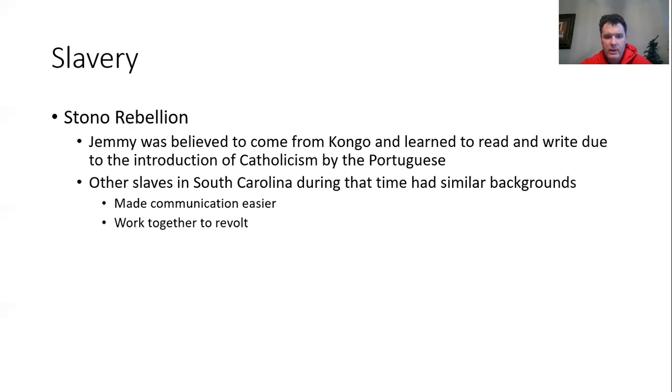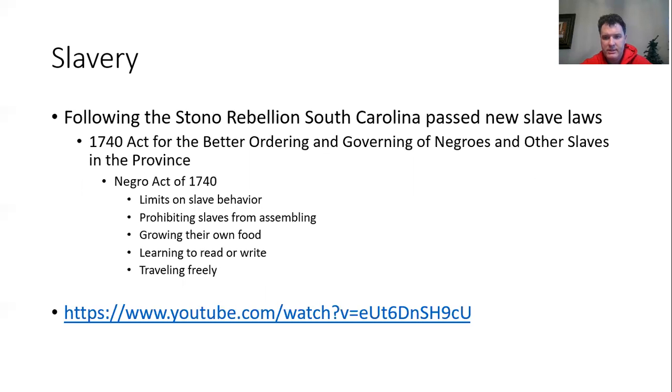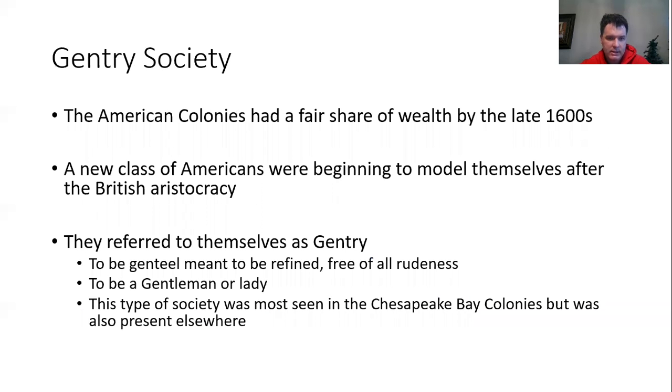But because of the Stono rebellion, you start to see new slave laws get passed in places like Carolina and the rest of the world, in which you place limits on slave behavior. You limit the number of enslaved people that can be together. You prevent them from growing their own food for their own use. You prevent slaves from learning to read or write or being able to travel freely from plantation to plantation, because you want to control the information that's coming into your property and out of your property. And so you can watch a short little video there if you're interested in that.